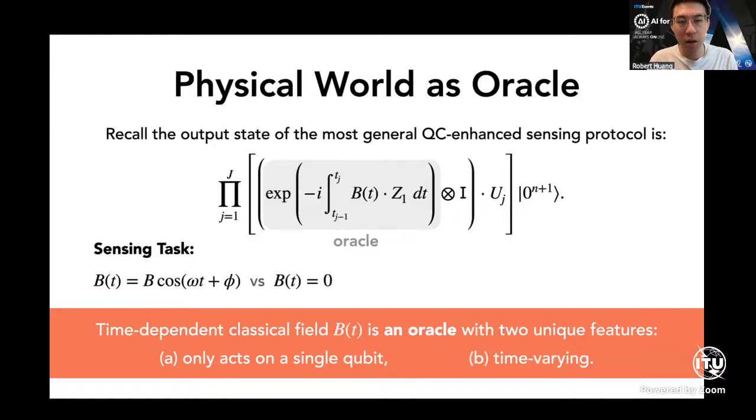And second, a very important feature is that it's time varying. So as time goes on, this oracle will change. Whereas in normal oracle query complexity theory, people treat the oracle as a multi-qubit object that is time stationary. Every time we query it, it will be the same thing, and it's not changing through time.